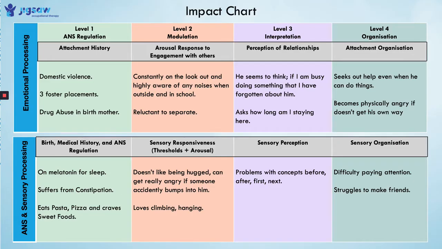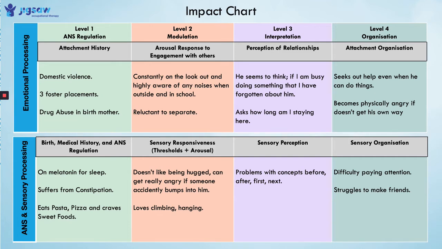So on the screen now is an example of the impact chart to give you an idea of how this might look for your child. I'm going to take some time to talk through the various sections and levels so that you can become familiar with this framework. So the impact chart is broken down into 4 levels, which you can see here, running down the screen from level 1 to level 4. And across the screen at the top, we have the 2 core sections, emotional processing, and below the second core section, autonomic nervous system and sensory processing running along the bottom.